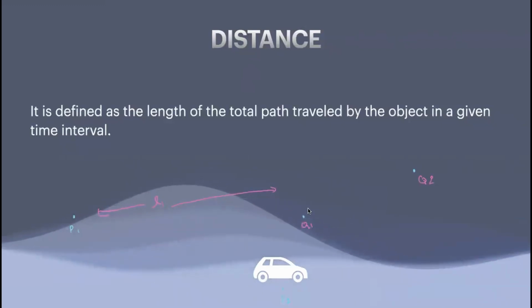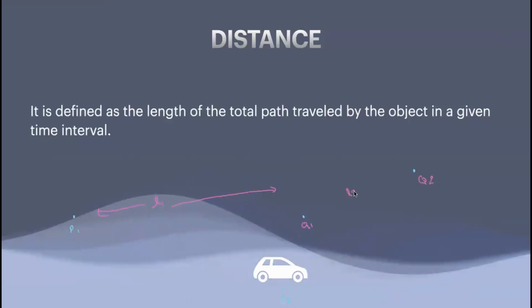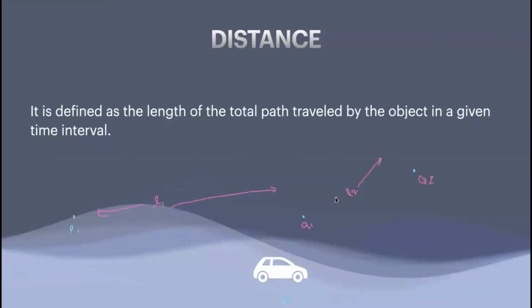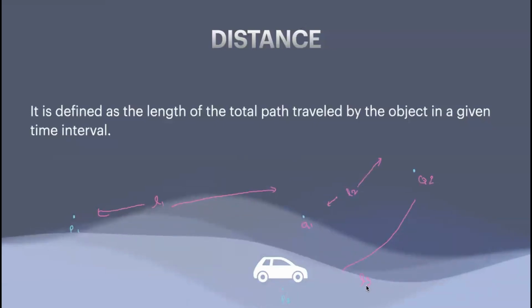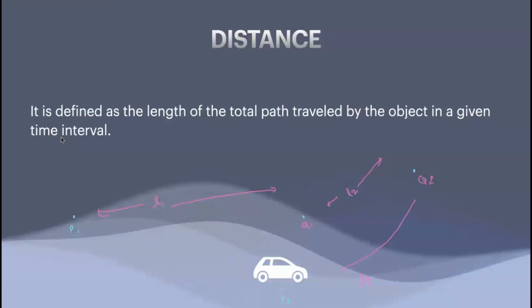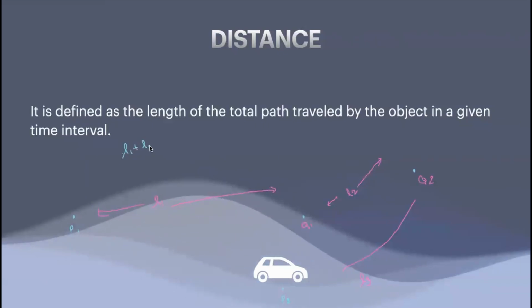Okay. Then from Q1 to Q2 assume it traveled a distance L2. And from Q2 to P2 assume it traveled a distance L3. So what is distance? Distance, what did I tell? It is defined as total length. So here distance is nothing but L1 plus L2 plus L3.